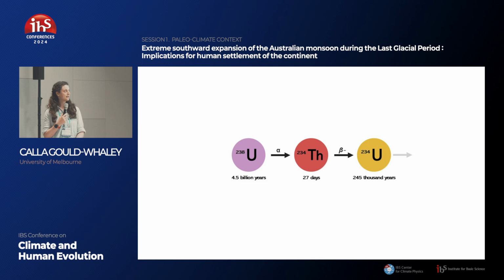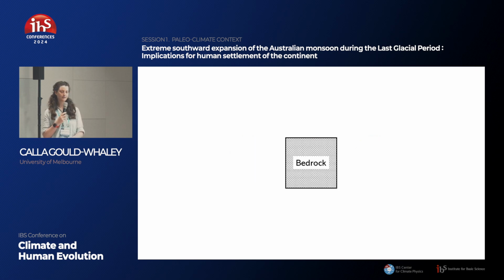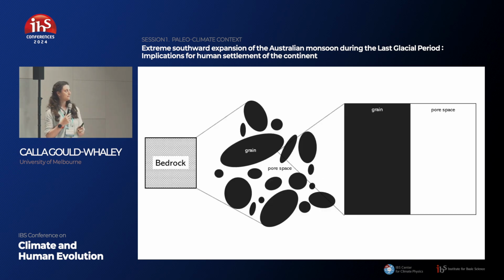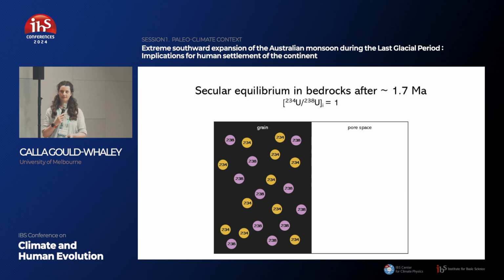So if we think about our uranium decay series, or a trimmed down version, we have uranium-238 with a really long half-life, which decays to thorium-234 with a really short half-life, and then down to uranium-234. And if we think of our bedrock as being composed of grains and pore spaces, and envisage the intersection between the grain and the pore space, then after about 1.7 million years, we're going to have secular equilibrium between the 234 and the 238.